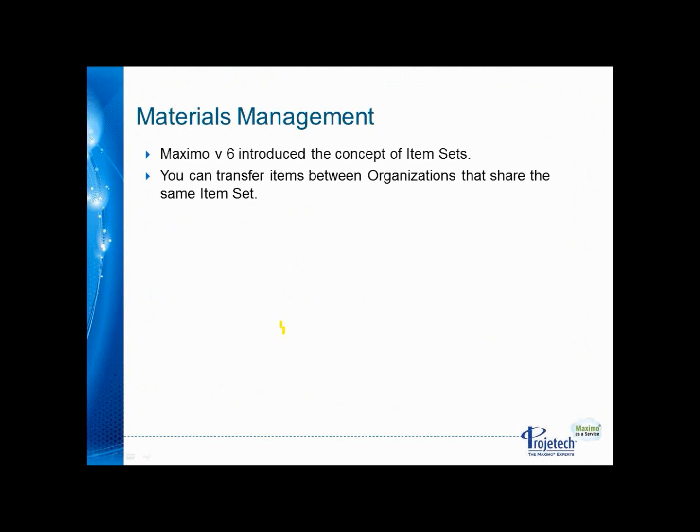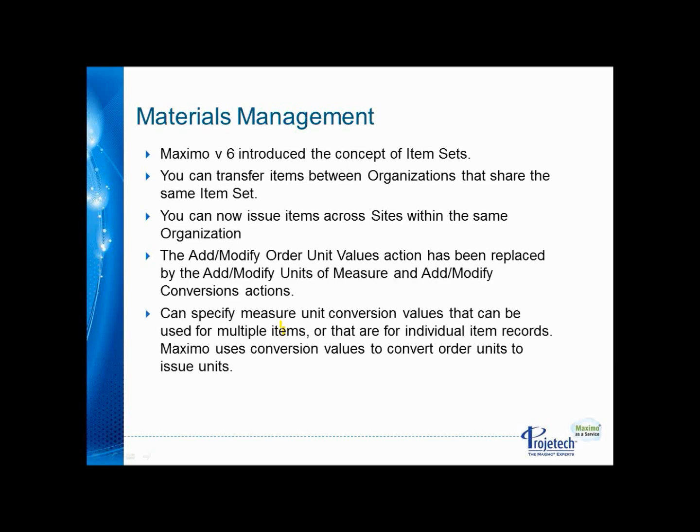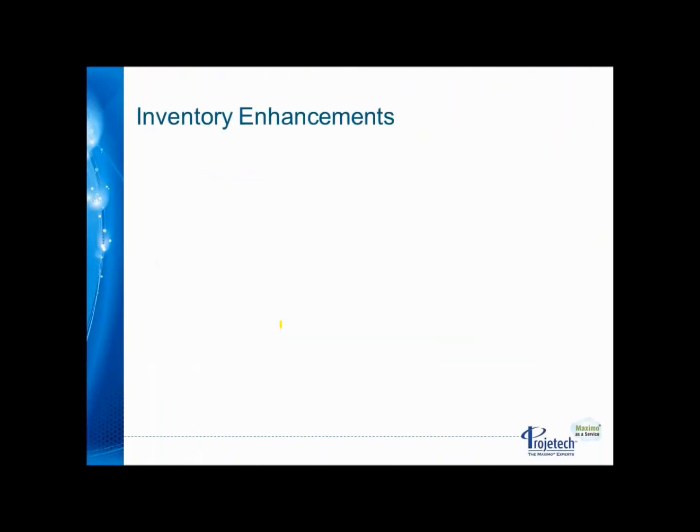Okay, so materials management. I talked about item sets earlier. In 7.5, you can transfer items between organizations that share the same item set. You can issue items across sites within the same organization. Just trying to cover some of the more popular new features here. Commodity codes are now available with items in Maximo. There's an application for that.